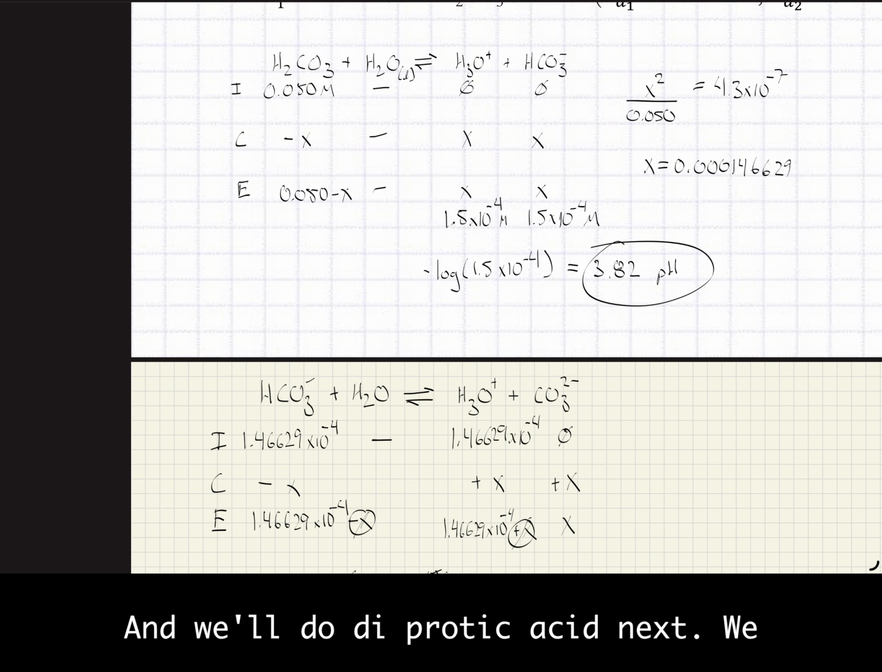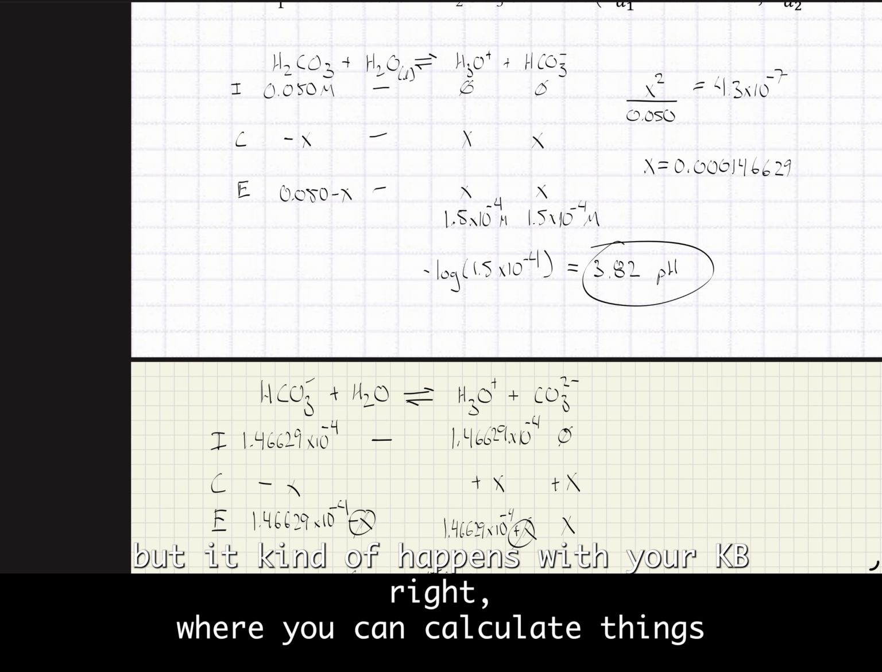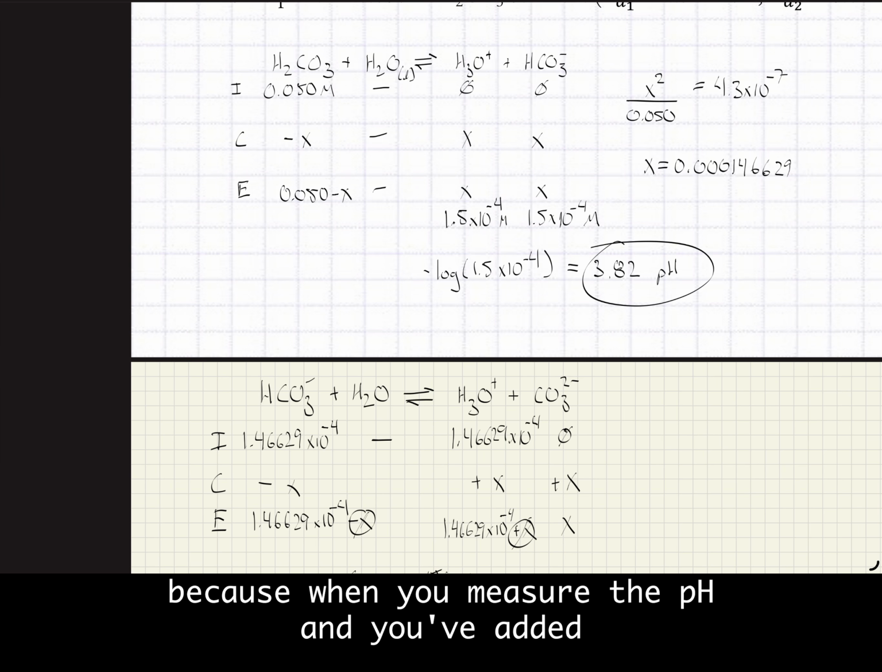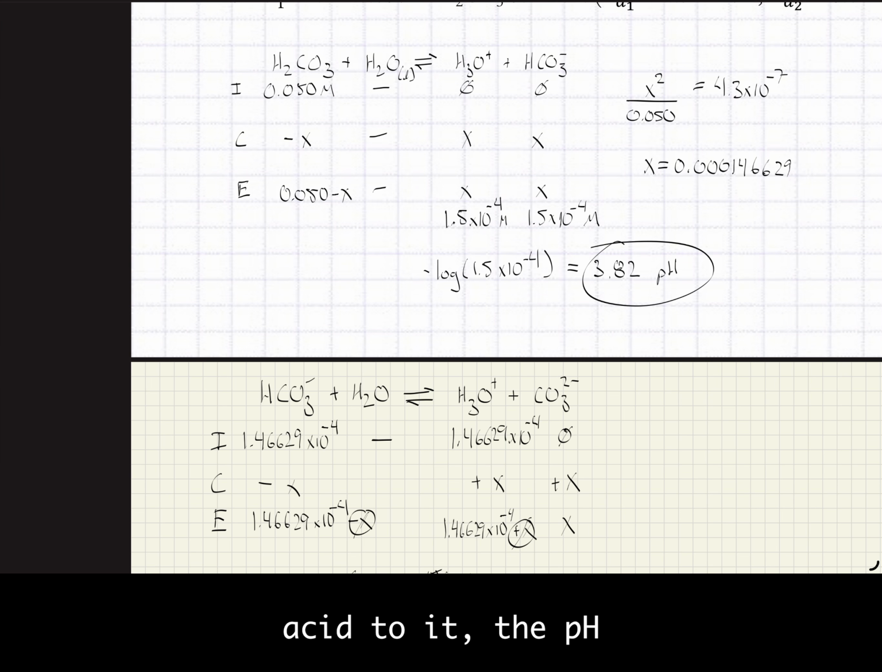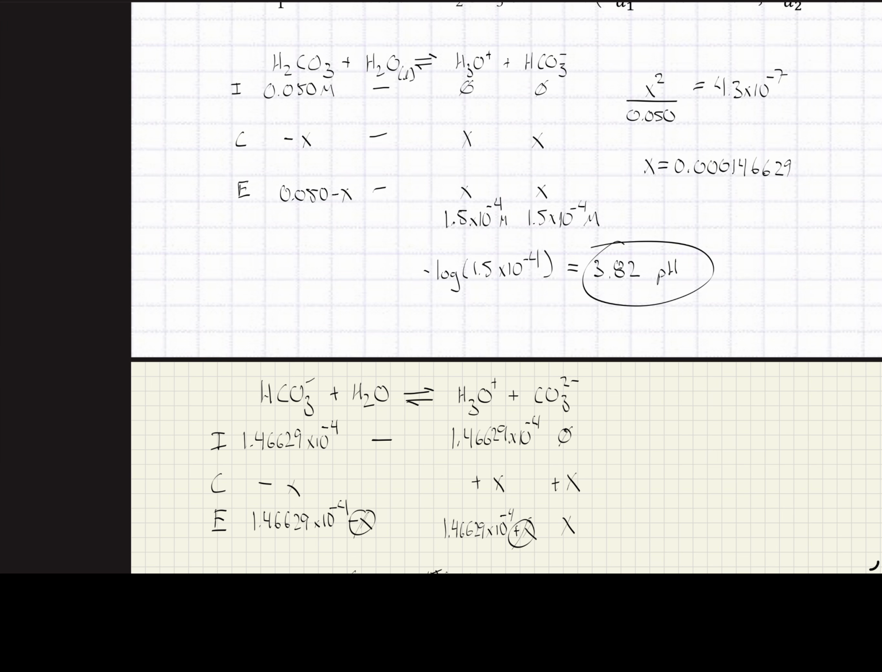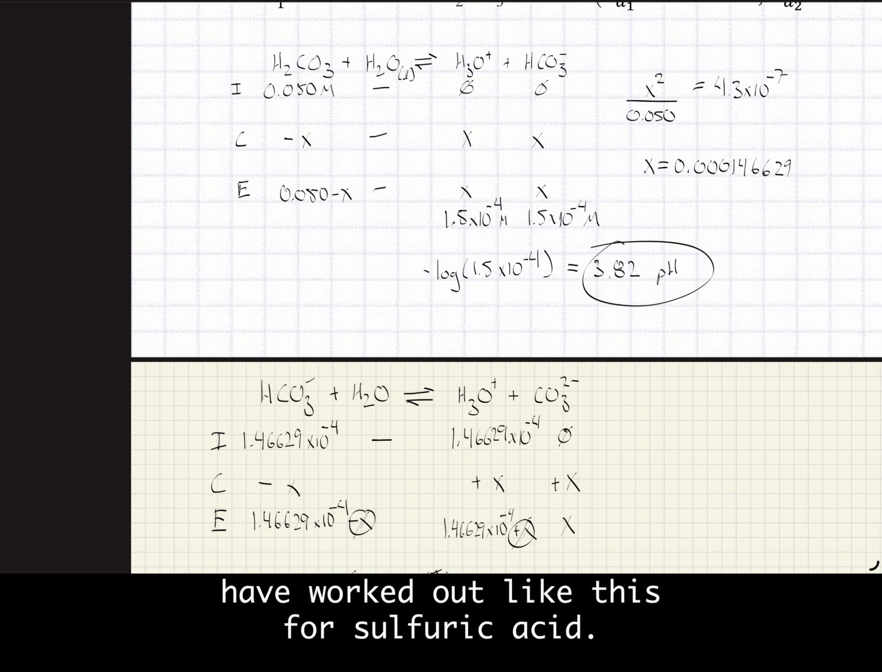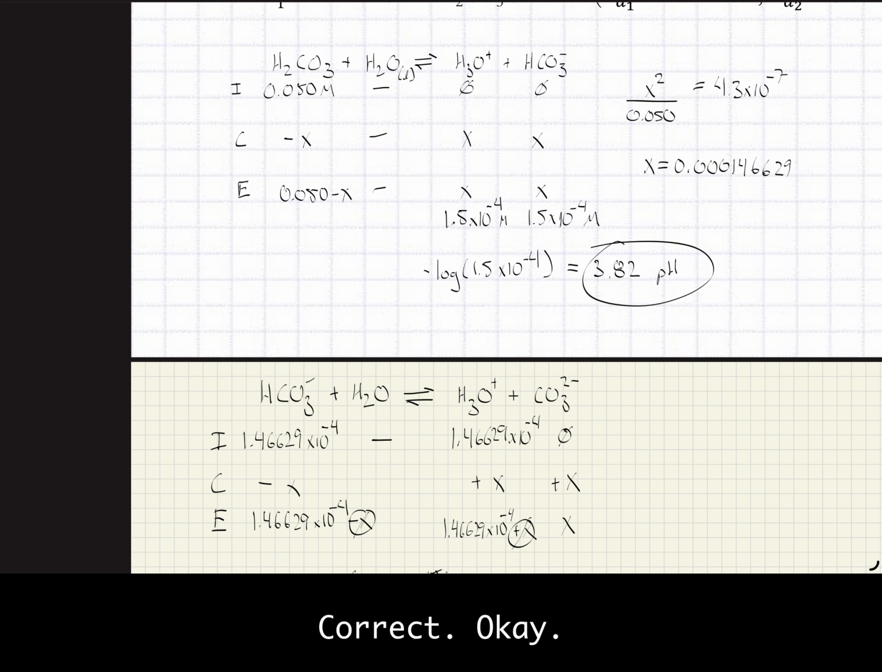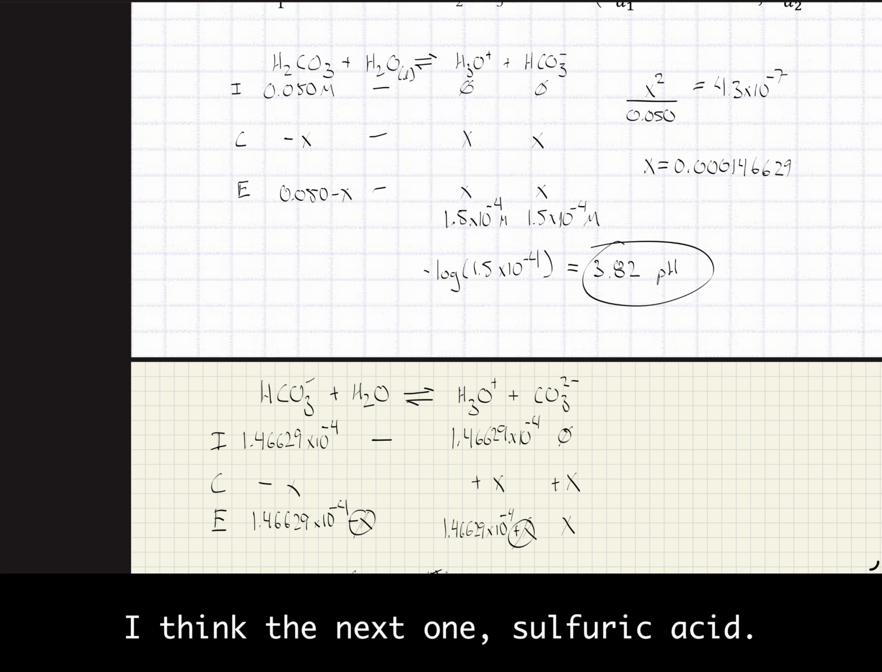We'll do diprotic acid next week. But it kind of happens with your Ka, Kb, right? Where you can calculate things because when you measure the pH and you've added acid to it, the pH and the amount of the conjugate base are going to be the same. But it wouldn't work out like this for sulfuric acid. Correct. And I think the next one's sulfuric acid.